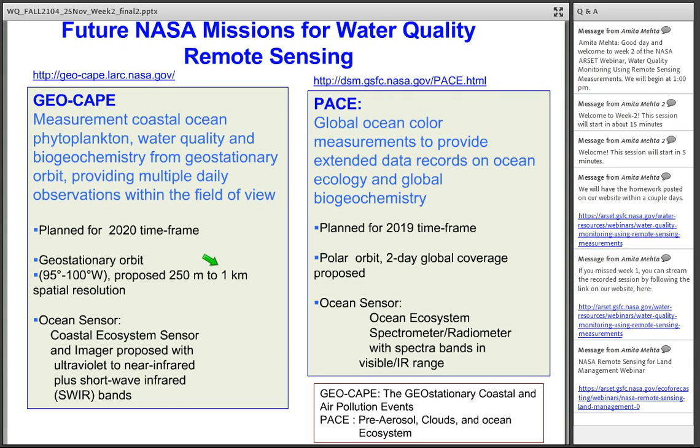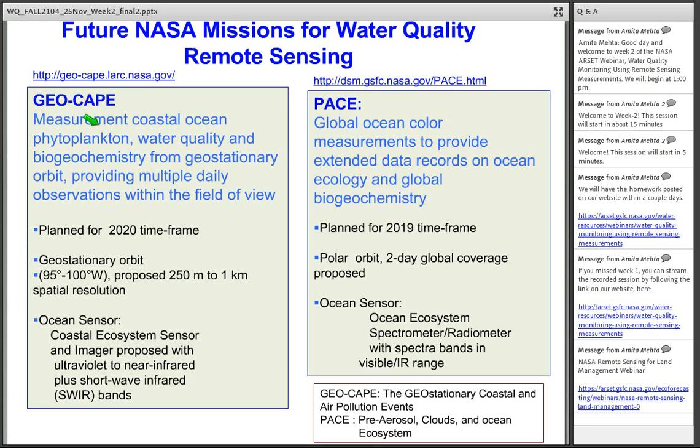And GeoCape is special because it will be in geostationary orbit, focusing on 95 to 100 west, so it focuses over the North American region. The proposed resolution of the ocean sensor will be about 250 meters to 1 kilometer, similar to MODIS, but now this is a geostationary orbit, so it stays focused on this region all the time and can have multiple observations throughout the day.